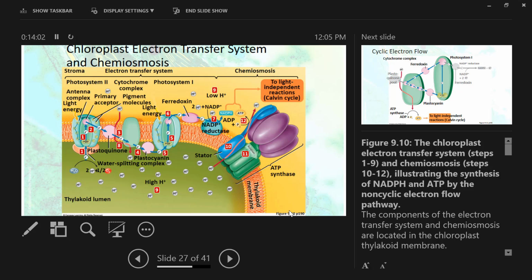There's just all the machinery inside of the membrane. There you can see the hydrogen ions that have been pumped against their concentration gradient into the lumen of the thylakoid, now flow through ATP synthase, generating ATP.